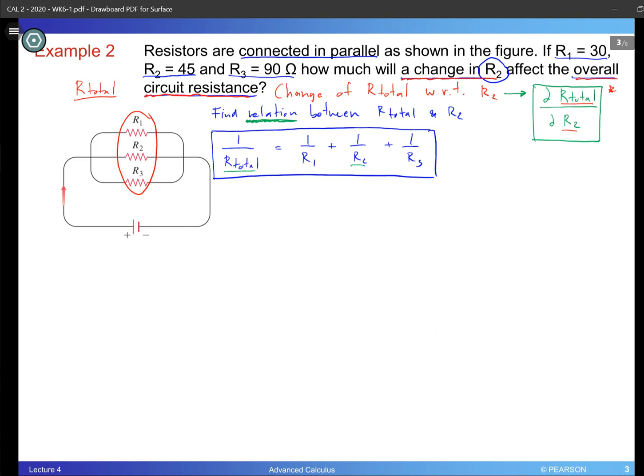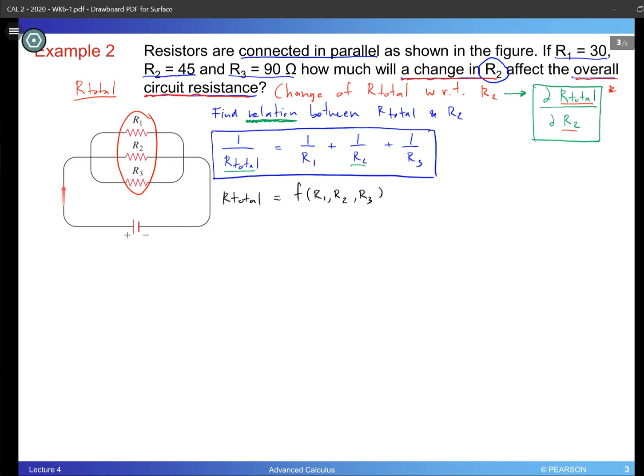As you can see here, when you have R total at the denominator of a fraction, it's kind of hard to perform this differentiation on this equation. So let's try to change the form of this so that we can have this R total on the upper side of this equation, so that we can express this R total as the function of 3 variables, R1, R2, and R3. If we can have this form, then performing the differentiation would be much easier.